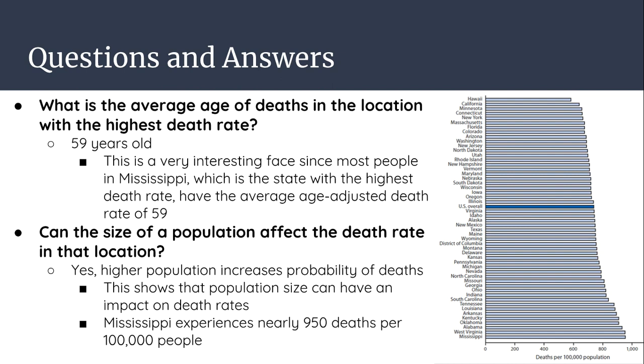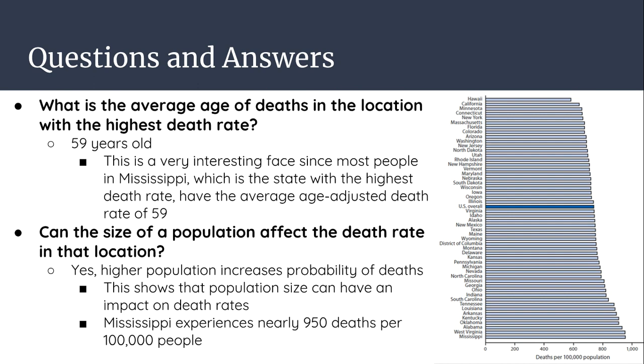What is the average age of deaths in the location with the highest death rate? It's 59 years old. So Mississippi, which has the highest death rate, has an average age of death of 59 years old.